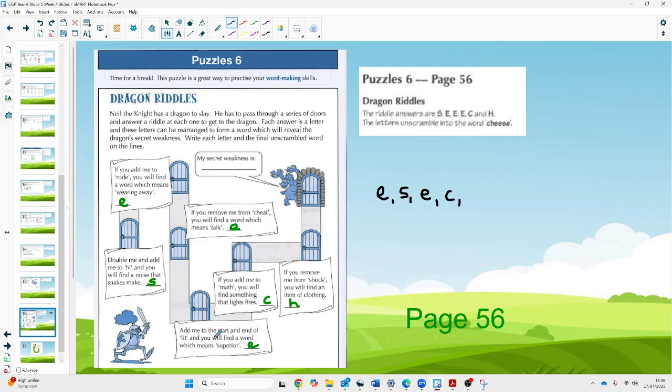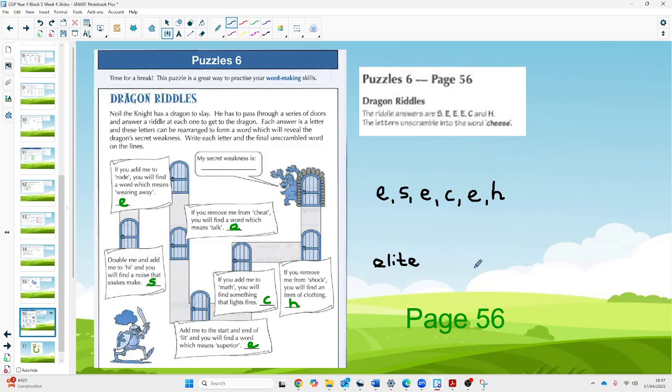Add me to the start and end of lit, and you'll find a word which means superior, and that's the word elite. So just to spell the word elite for you, E-L-I-T-E, kind of means that you're the best or better than someone else. And then if you remove me from shock, you'll find an item of clothing. And of course, if you take the H away, you get sock. So those are my letters.